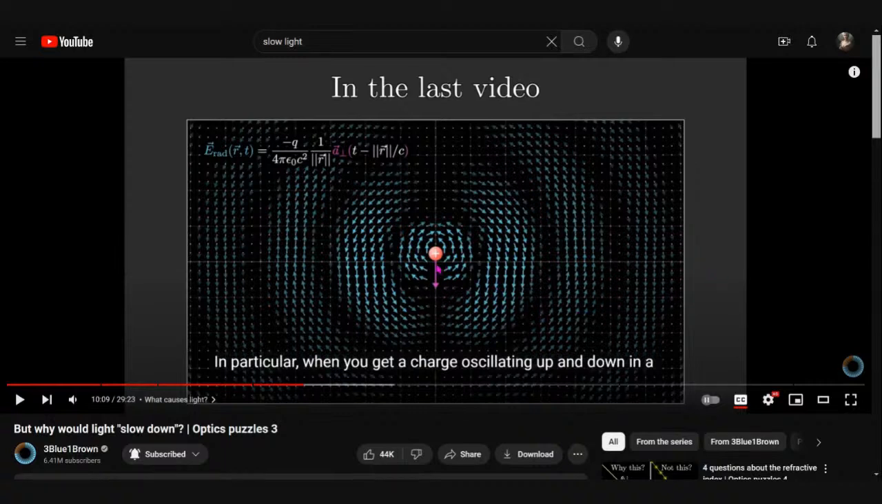So when this particle moves up and down, it causes a test particle here to move up and down. So if a wall of electrons are moving up and down, it would cause a wall of electrons here to move up and down. So it's just causing the electrons to move up and down a little bit.